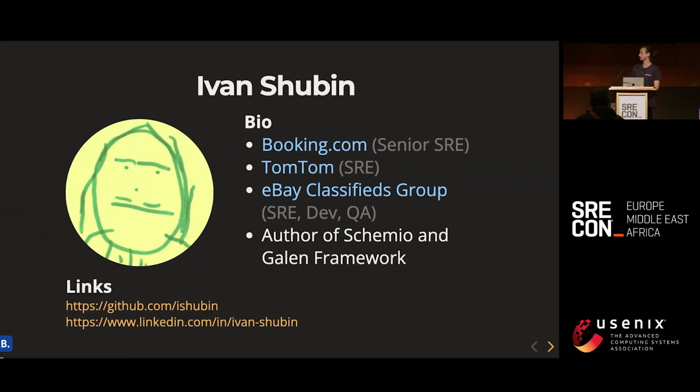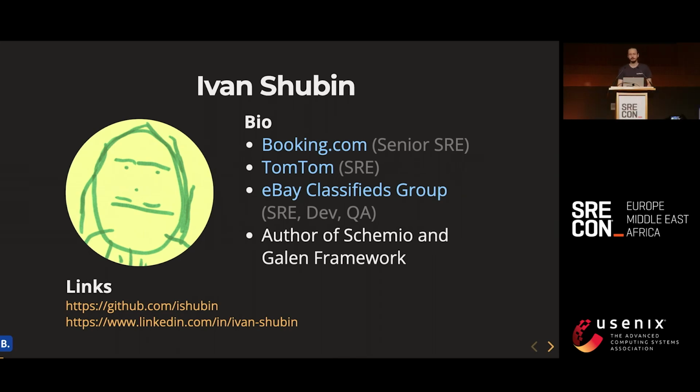First, a small introduction. I'm Ivan. I'm originally from Ukraine, but I've lived in the Netherlands for 13 years. I'm working as a site reliability engineer at Booking. Before that, I worked at TomTom and spent the majority of my career in eBay Classifieds Group before it was sold. And in my free time, I really enjoy working on my open source projects. So you can check out my GitHub page and LinkedIn profile.